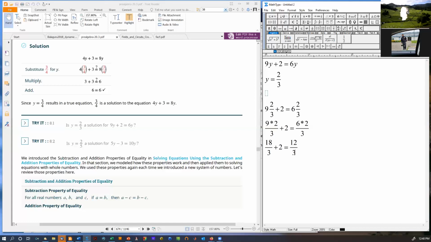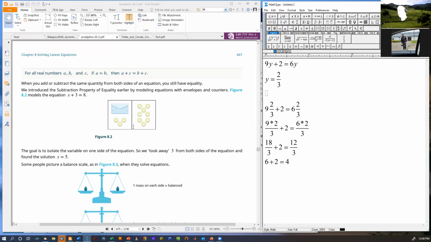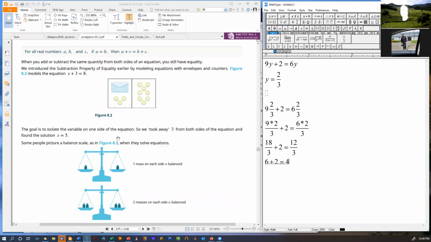Did I do that right? Yeah. So what's 18 divided by 3? Well, it's 6. 6 plus 2. What's 12 divided by 3? It's 4. Does 6 plus 2 equal 4? No. So y equals 2/3 is not a solution to that equation. It's relatively straightforward, if you're given a value for the variable, to plug it into the equation and determine whether or not it's a solution.